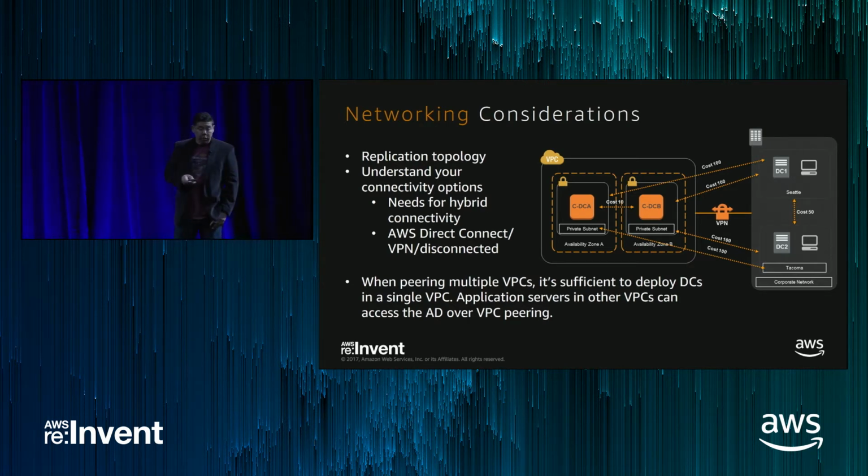One additional note to keep in mind here, when peering multiple VPCs, it's enough just to deploy DCs in a single VPC and make that, for example, a shared services VPC. And then your application VPCs that are in the same region can peer with that shared services VPC and leverage that for authentication services. So that is also an option for you if you're deploying your applications in different VPCs and want to minimize the amount of infrastructure required to support them.